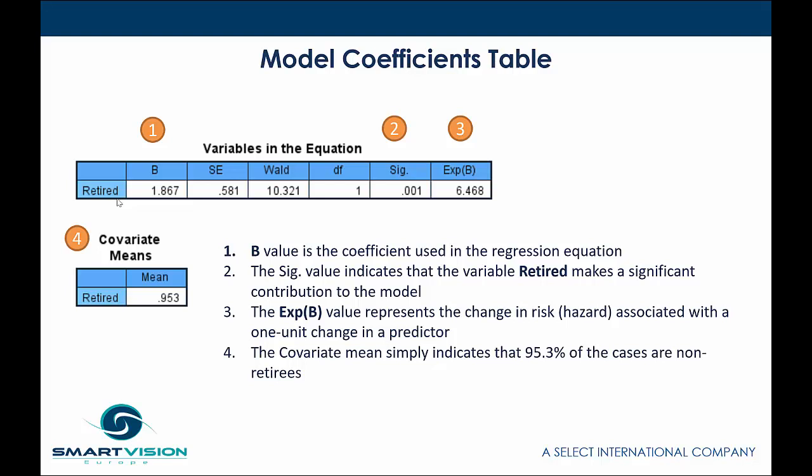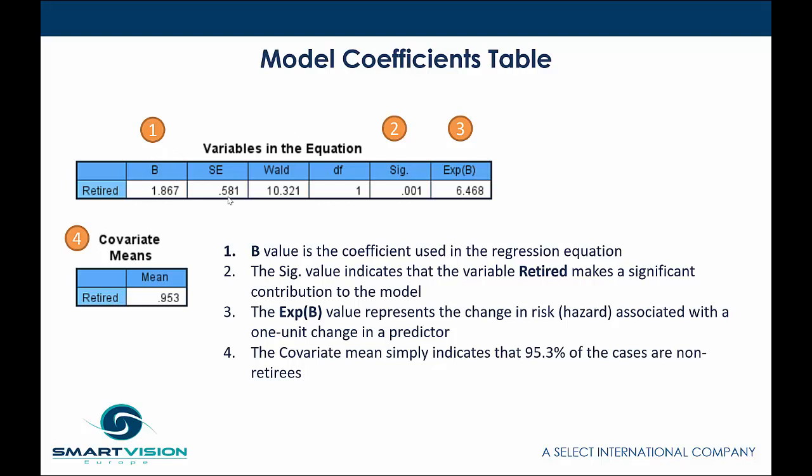And that leads us to the model coefficients table, which shows us the effect of any independent or predictor variables that we've added into the model, whether or not they're making a significant contribution and how much they affect the risk, in this case the risk of churn occurring. So the coefficients table is made up of a number of different elements. The first thing that you get to is the B value or the beta value. This is the coefficient itself. It's the thing that's used in the regression equation. So if you wanted to type out the regression equation and predict somebody's likelihood of churning at a given point in time, then this B value would be used as part of that equation.